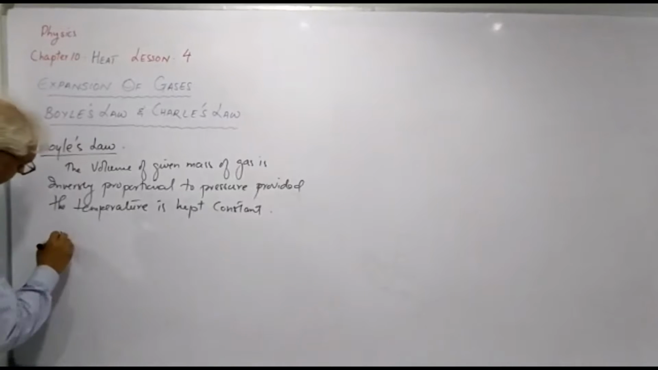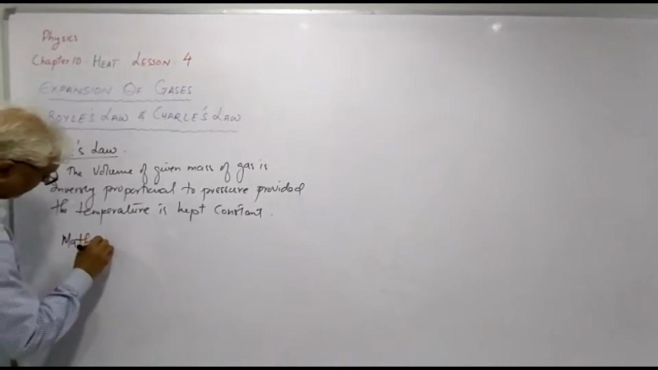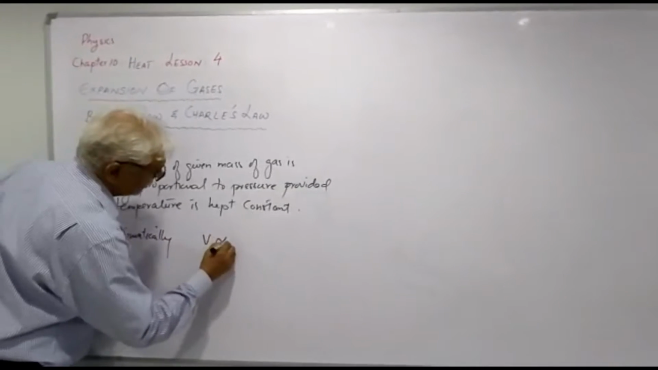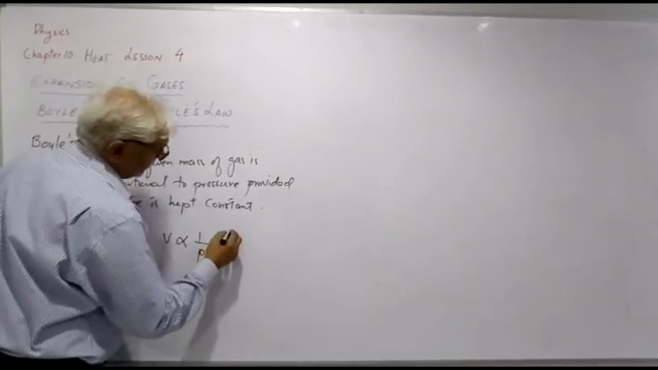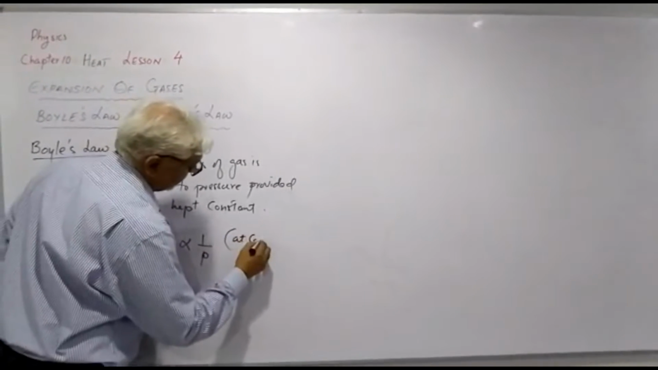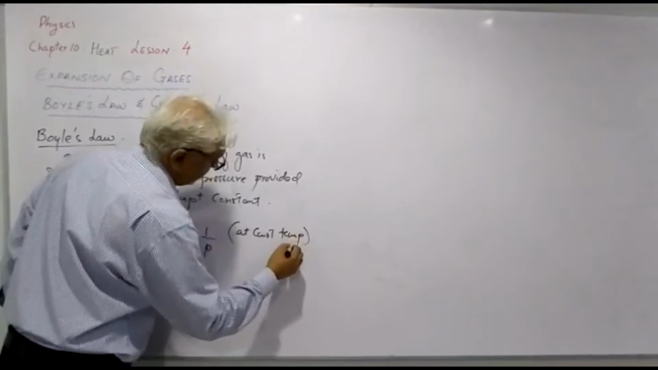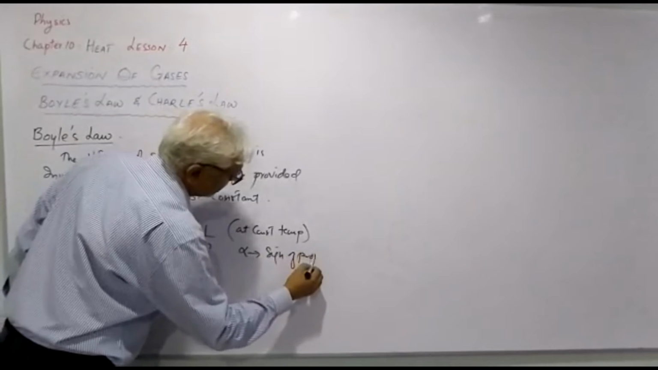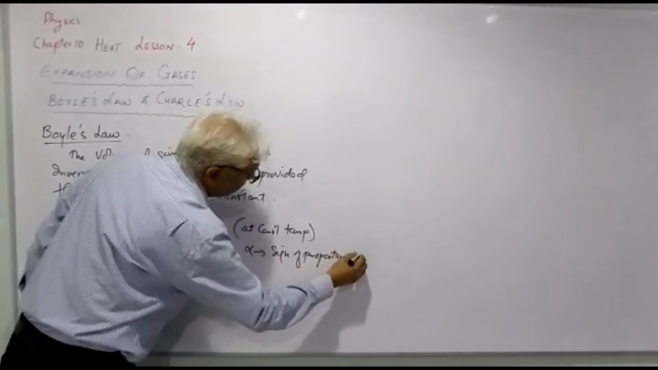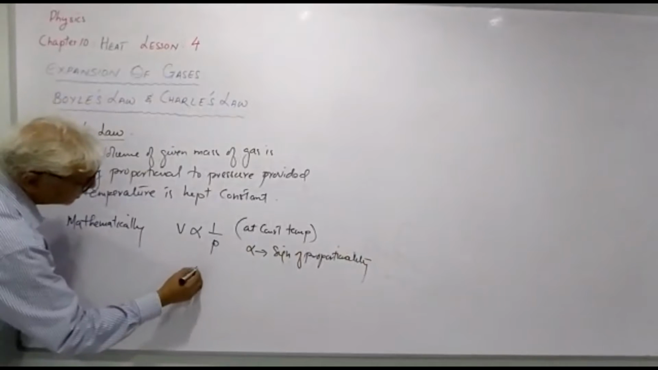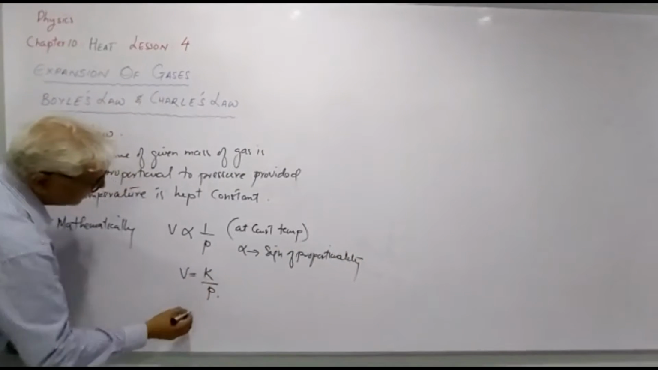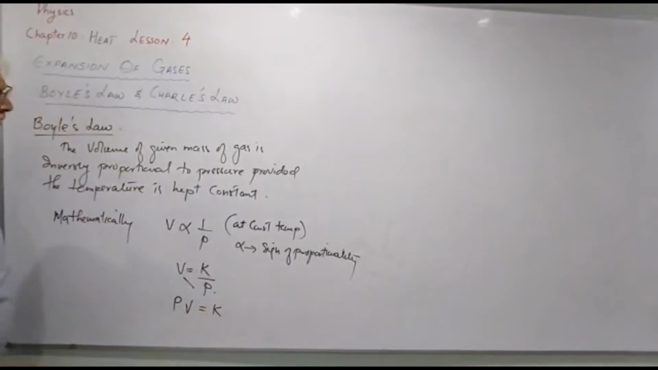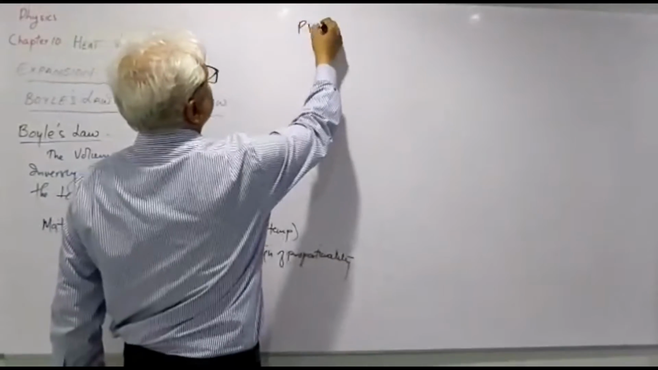So mathematically, I can write it down as volume is inversely proportional to pressure at constant temperature, and this alpha is the sign of proportionality. And if I remove the sign of proportionality, I'll have to put a constant K, and upon cross multiplication I get PV equals K. PV equals K.